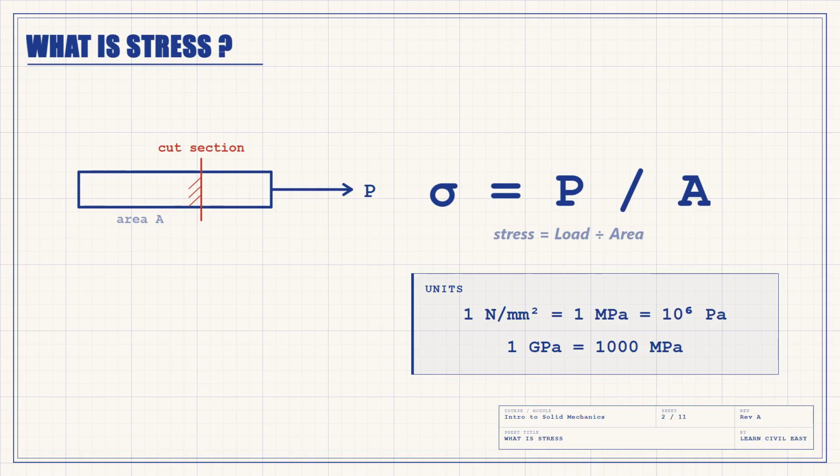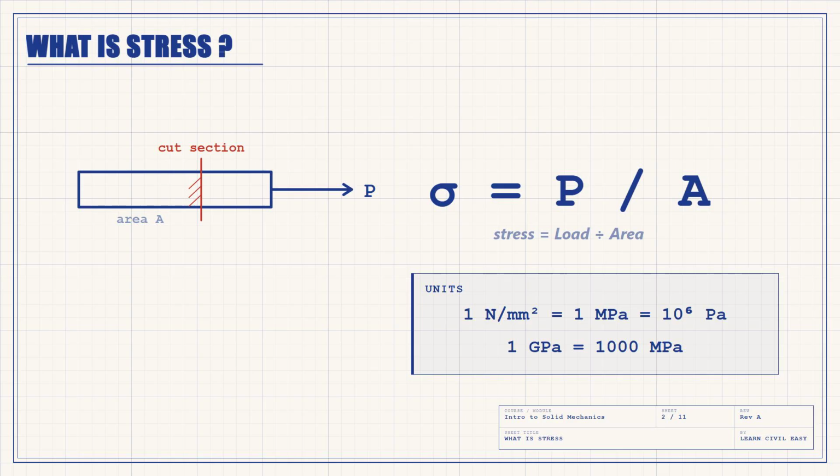Now units. The SI unit is the Pascal, 1 Newton per square meter. But that's tiny, so in engineering we work in Newton per square millimeter. And here's the beautiful shortcut: 1 Newton per square millimeter is exactly 1 megapascal. So when you compute a stress in Newton per square millimeter, you've already got it in megapascals, and 1 gigapascal is 1000 megapascals.